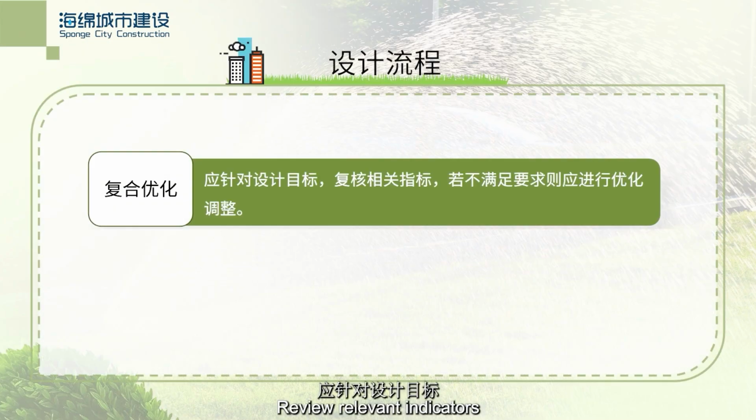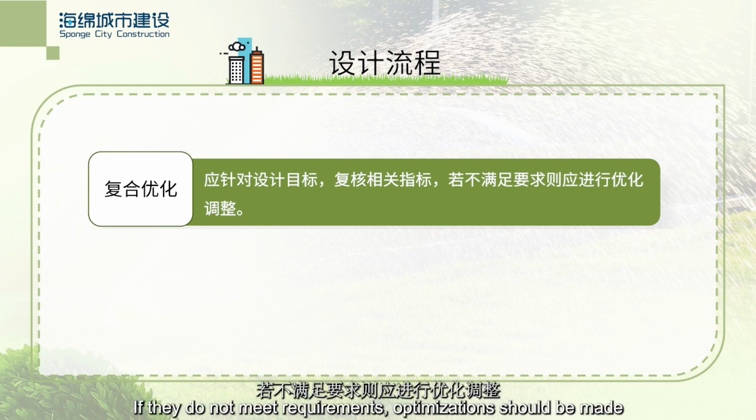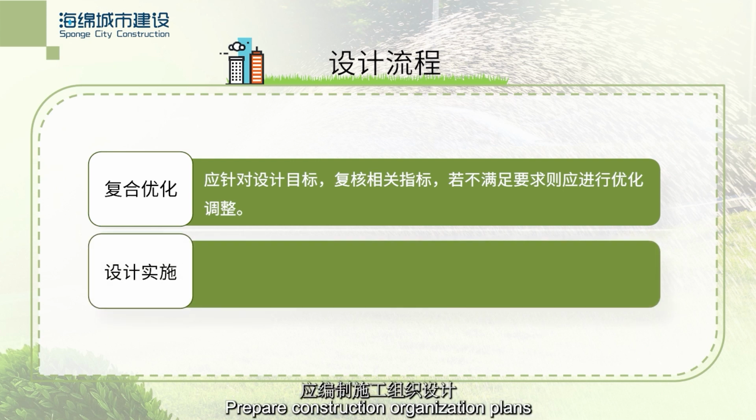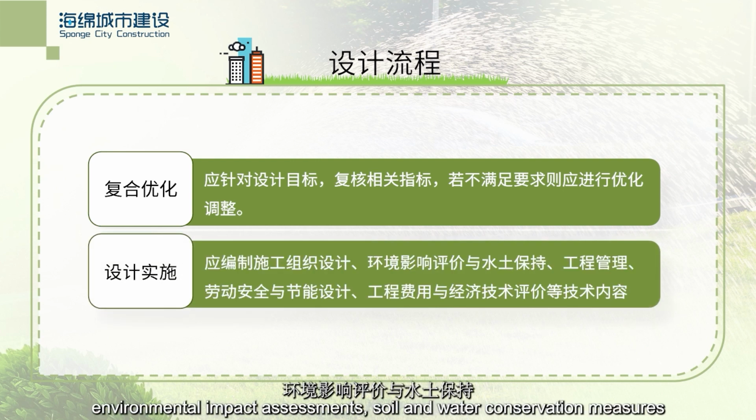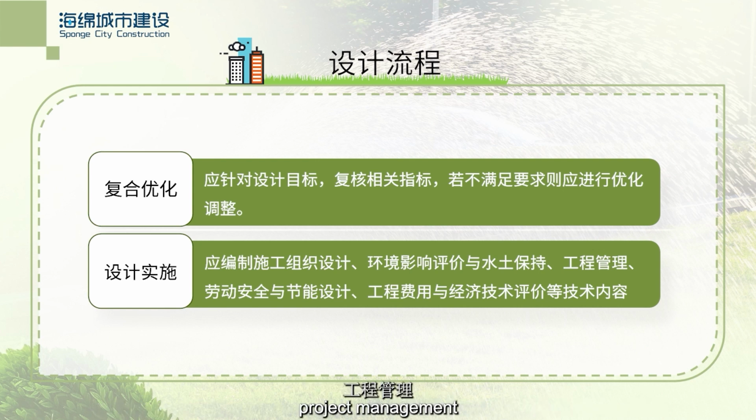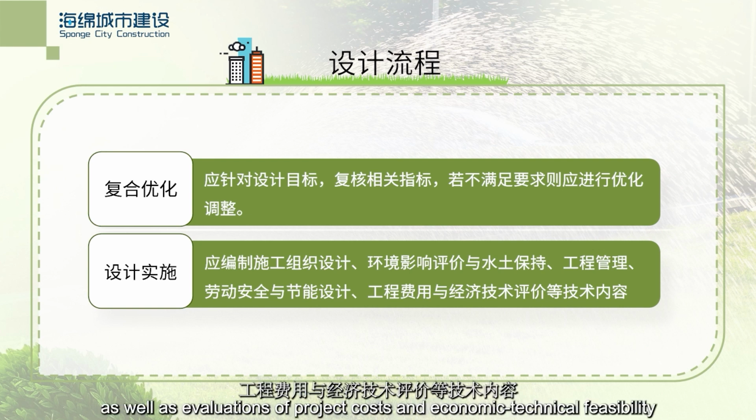Review relevant indicators against design objectives. If they do not meet requirements, optimizations should be made. Design implementation. Prepare construction organization plans, environmental impact assessments, soil and water conservation measures, project management, labor safety and energy saving designs, as well as evaluations of project costs and economic technical feasibility.